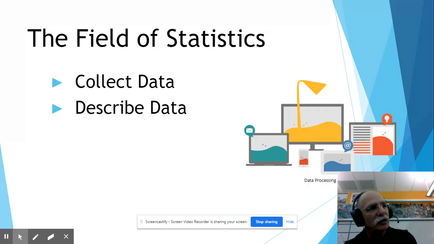Once you have that data, you actually have to be able to describe it. So you don't want to just plunk down a large table full of numbers. You need to find ways to describe the data you've collected so that somebody looking at it can quickly get an idea of what you found.